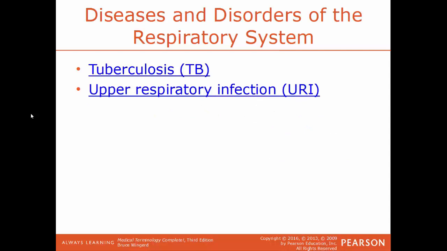Next disease, TB, tuberculosis. This is an infectious disease that's a bacterial infection of the lungs. It's indicated by growth of nodules within the lung. These nodules are called tubercles. That's why it's called tuberculosis. Next term, URI, upper respiratory infection. This is an infection of any component of the upper respiratory tract.